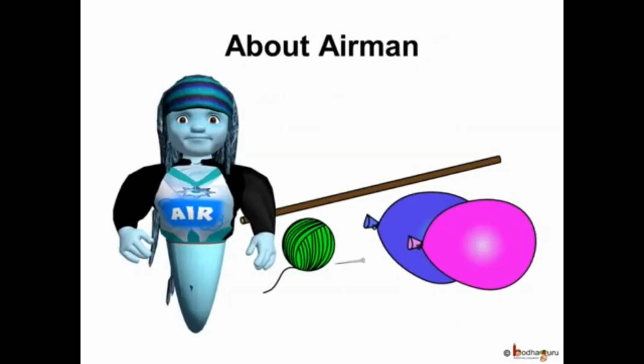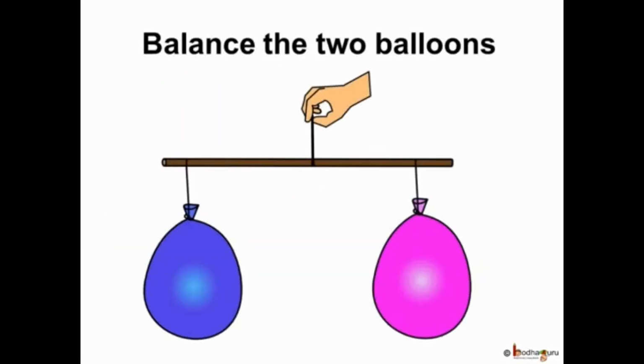Air is so important to us. So, to know more about our airman, let us do a small experiment. Take a stick, two inflated balloons, and a thread to balance the balloons. Now tie the inflated balloons at each end of the stick. Tie the thread to the middle of the stick to hold it up. What do you observe? You will observe that both the balloons are balanced on the stick.